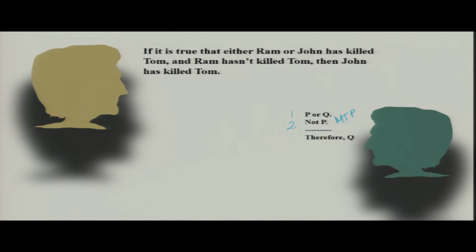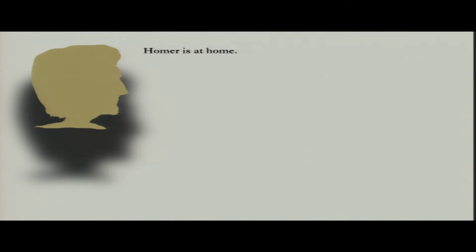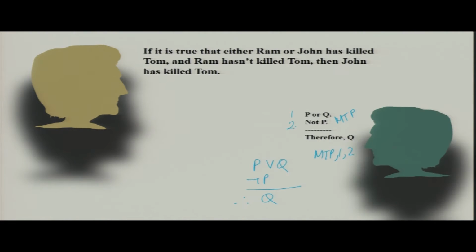We apply modus tollendo ponens on these two. If it is 1, if it is 2, we just use MTP 1, 2, because this is P or Q and this is not P. Therefore, Q must be the case. So we need not look at the world to have any Ram or any John or any Tom. We just know that if this part is true, then the other part must be true. For that we don't need any understanding of the world.